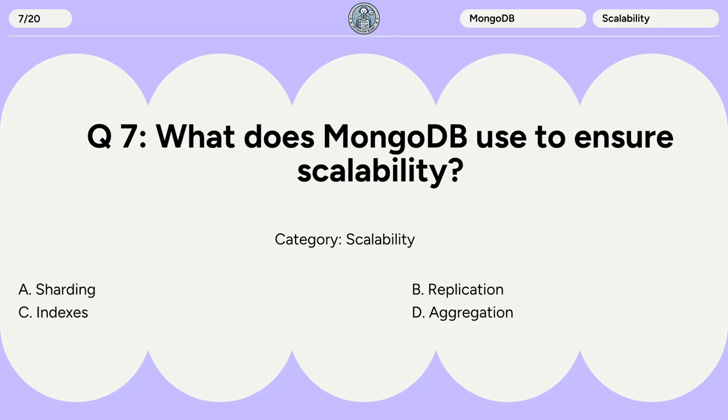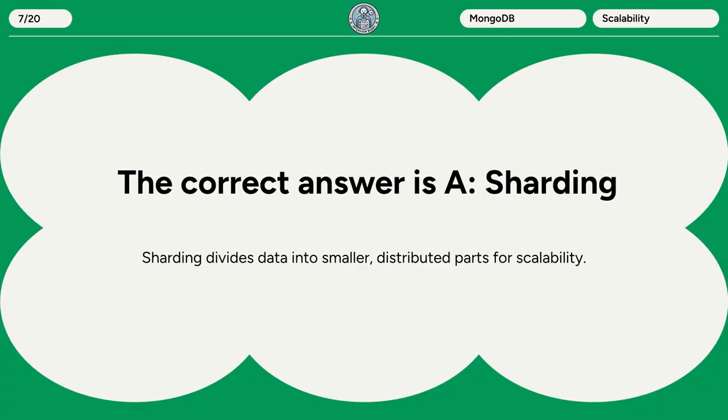Question 7. What does MongoDB use to ensure scalability? A. Sharding. B. Replication. C. Indexes. D. Aggregation. The correct answer is A. Sharding. Sharding divides data into smaller, distributed parts for scalability.